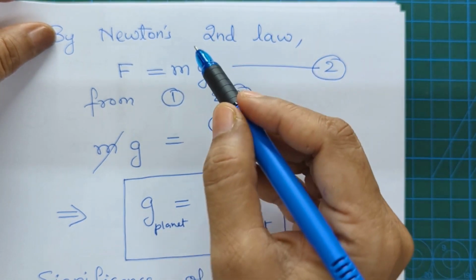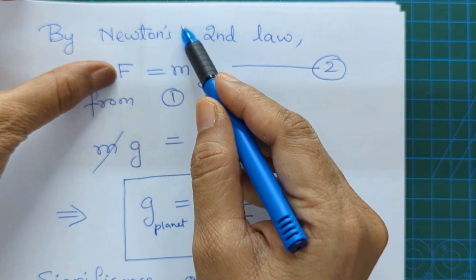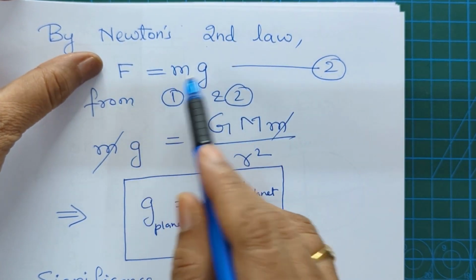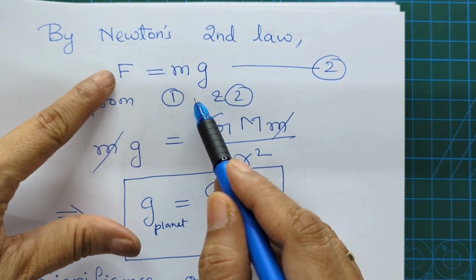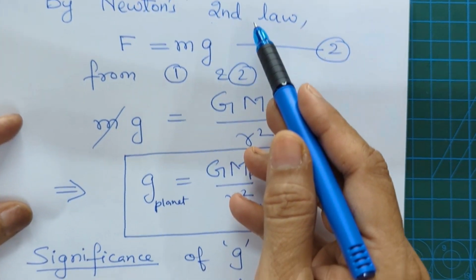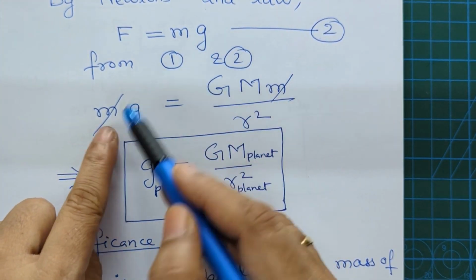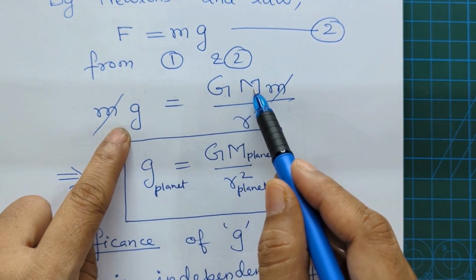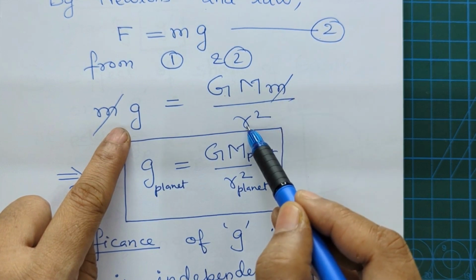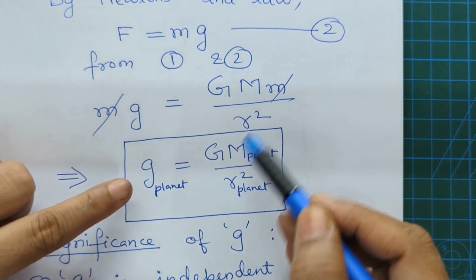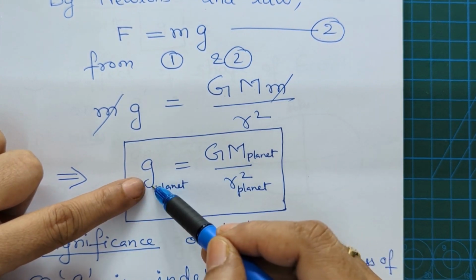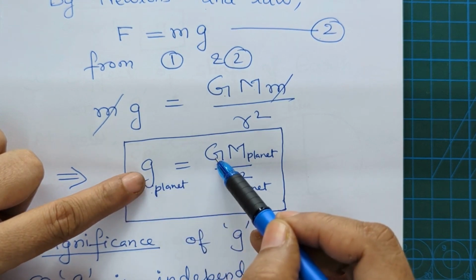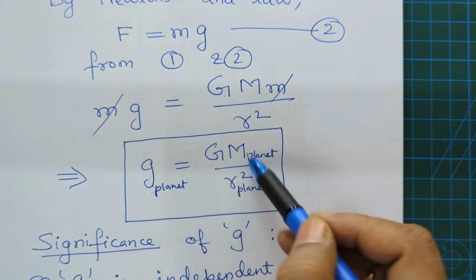So equation 1 is F is equal to G mass of Earth, mass of the object, by r square. Equation 2 is F is equal to mg. In equations 1 and 2, the left hand side is F, so the right hand sides should be equal. The mass of the object cancels, and we get a formula that connects acceleration due to gravity on that planet and the universal gravitational constant. So g is equal to GM by r square.